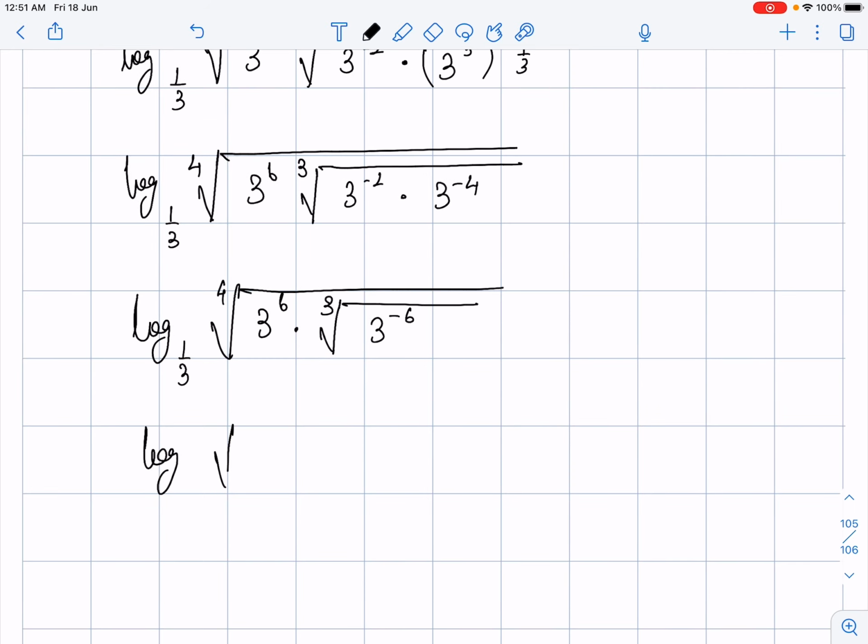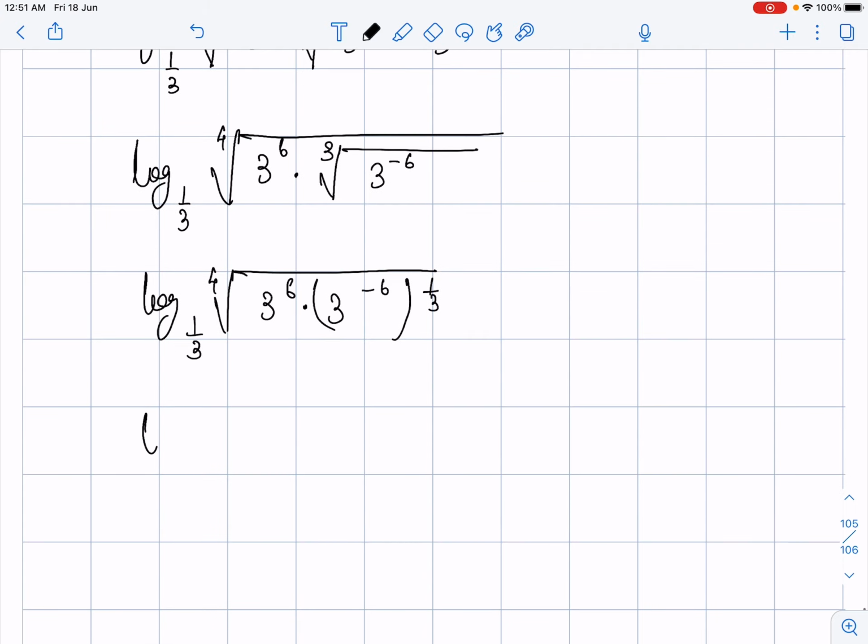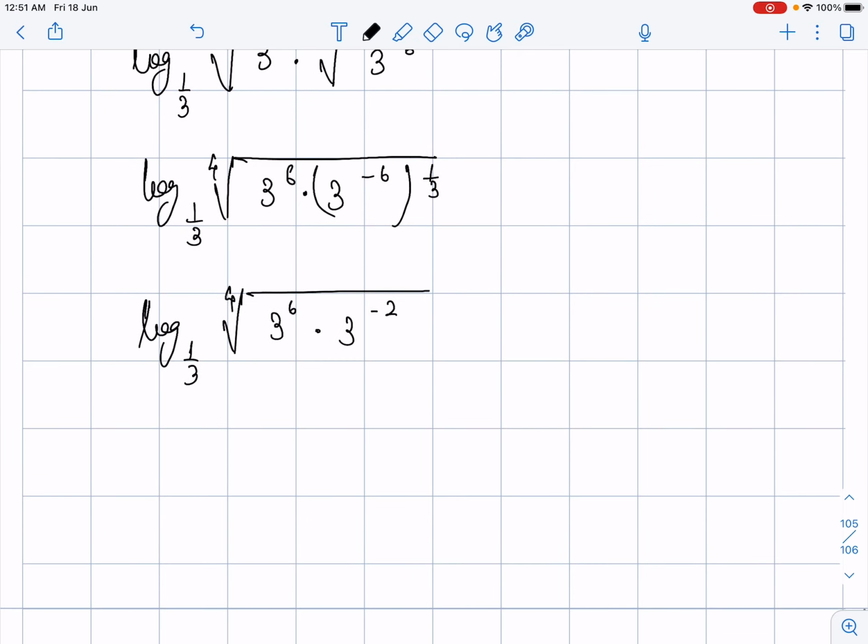Then log of fourth root of 3 to the power 6 multiplied by 3 to the power minus 6, and power of it is 1 by 3, and base is 1 by 3. Then log of fourth root of 3 to the power 6 multiplied by 3 to the power minus 2, base is 1 by 3. Then log of fourth root of 3 to the power 4, because 3 to the power 6 minus 2 will be 3 to the power 4, base is 1 by 3.